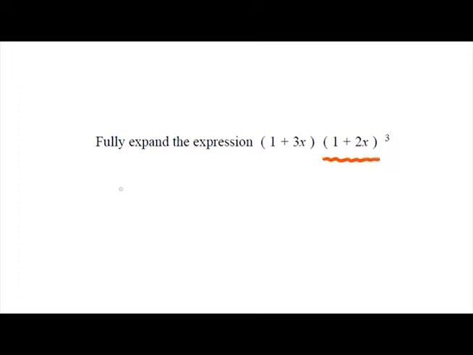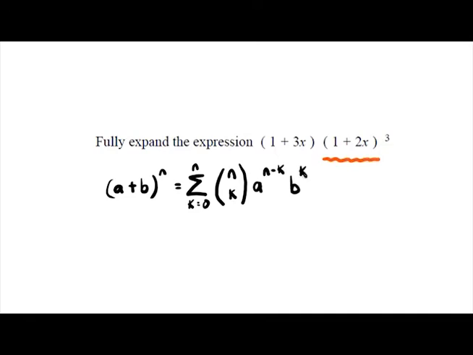The binomial theorem tells us that when we have a binomial, a plus b, to any power, we can solve that as the sum from k equals 0 to n, using the binomial coefficient n choose k, times a to the n minus k power, times b to the k power. So what does this mean to us?